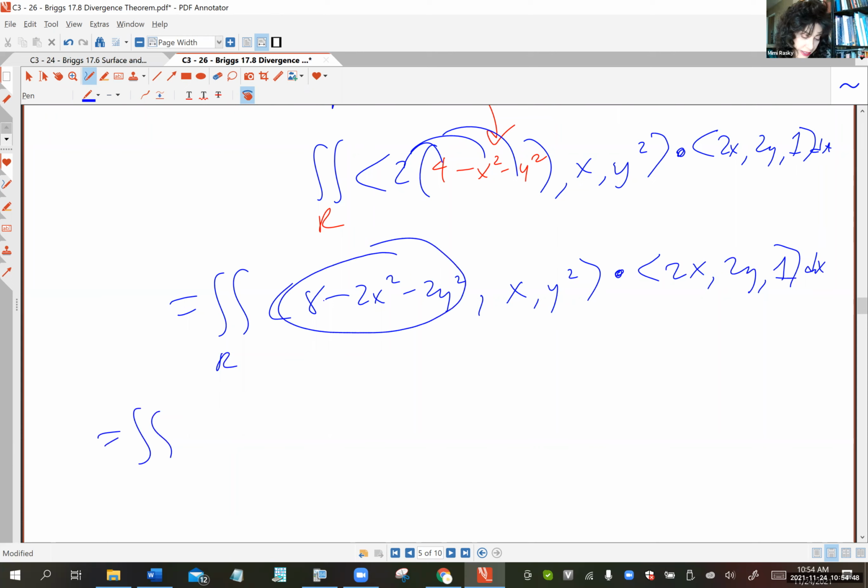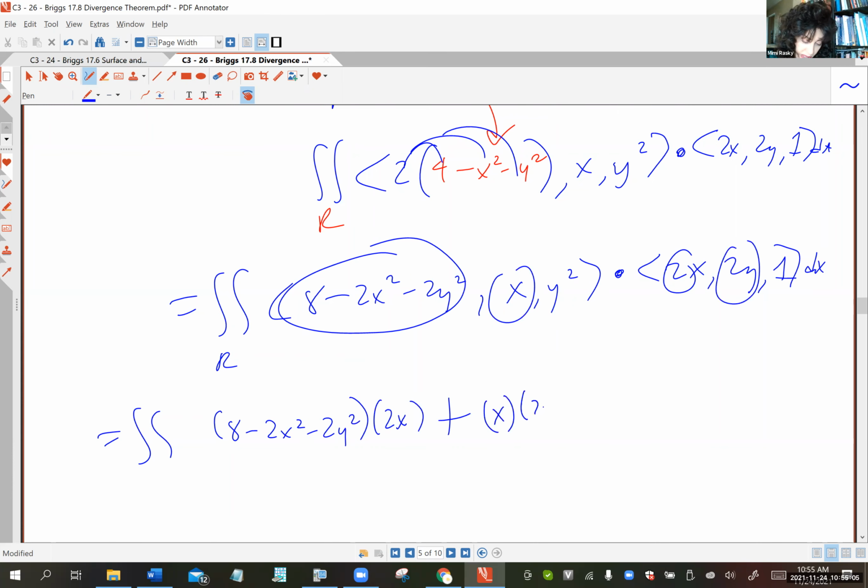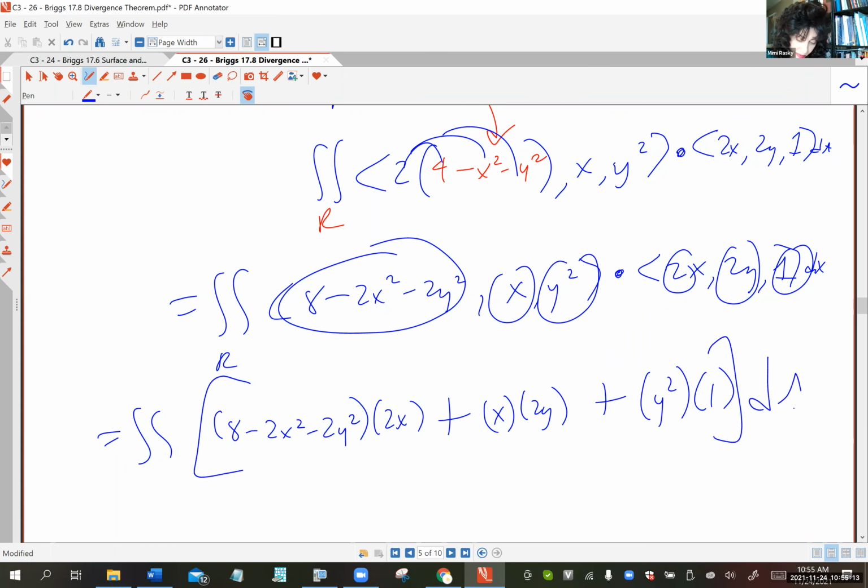You're going to go, what is that times that? I'm just going to write it down. We got 8 minus 2x squared minus 2y squared times 2x plus, and then let's multiply the y components together. Finally, do the z components together. And then this whole mess, yeah, this is a pain.